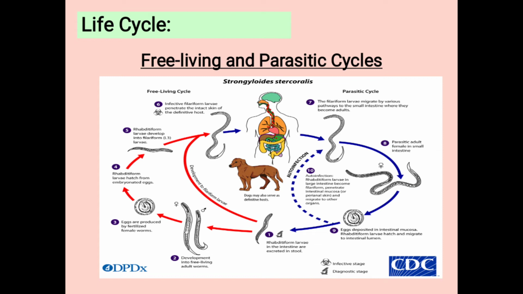Strongyloides stercoralis has a very unique and complex life cycle. It alternates between free-living and parasitic cycles and has the potential to cause autoinfection and multiply within the host. So it is one of the characteristics of Strongyloides stercoralis that other nematodes do not possess.